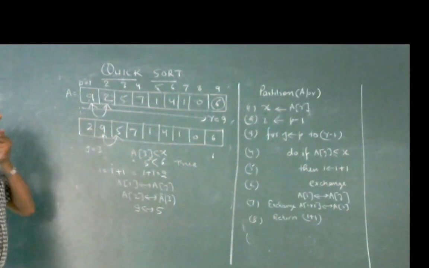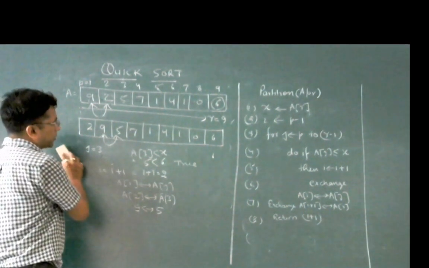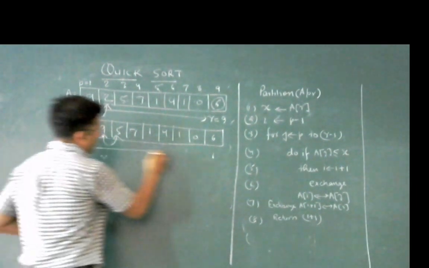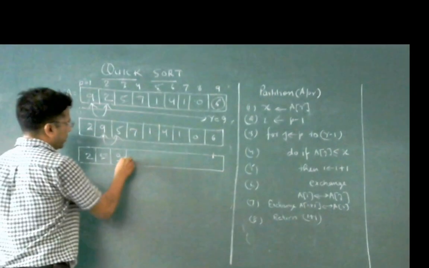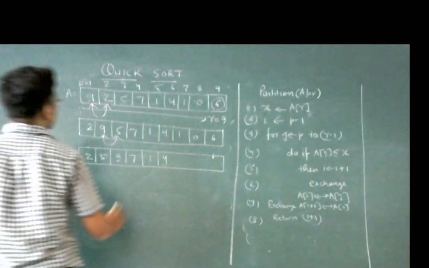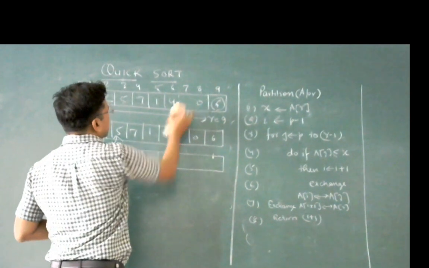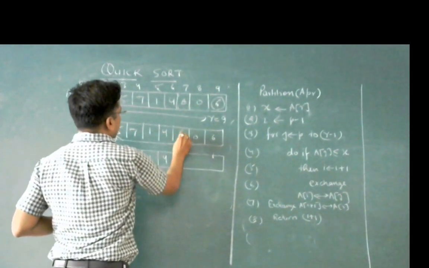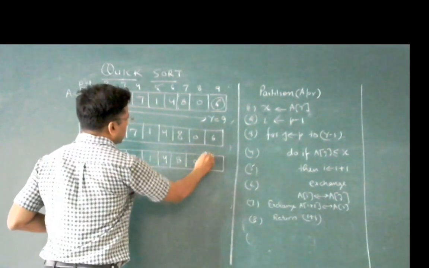Okay, so the condition is satisfied. After the swapping, the array will look like this: 2, 5, 9, 7, 1, 4, sorry, 7, 9, 1, 4. I have written 2 twice. This is not 1, 4. I will make this 8. This one is 8. I have repeated a number. Okay, so 1 4 8 0 6.